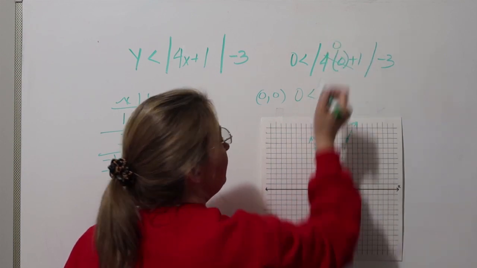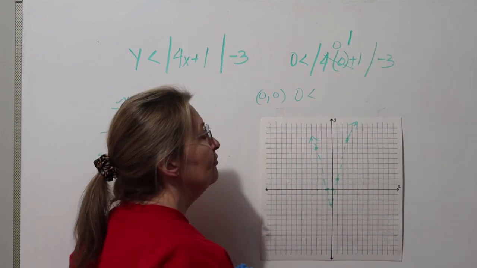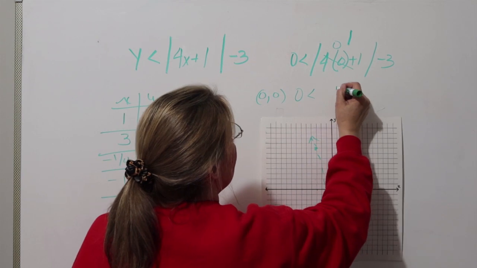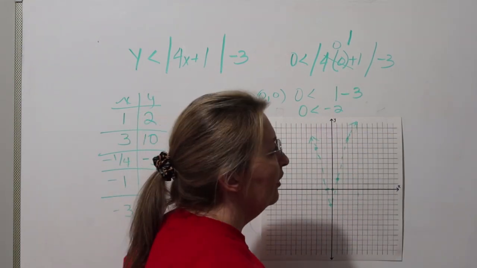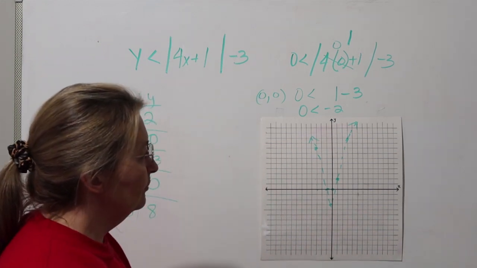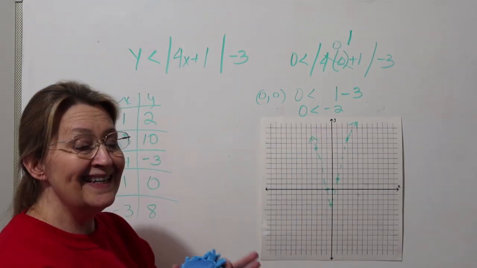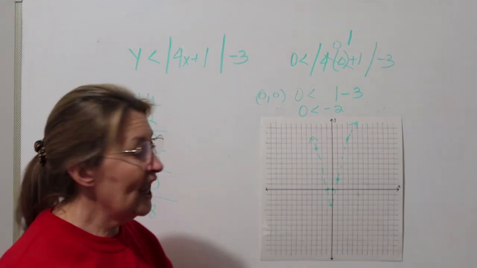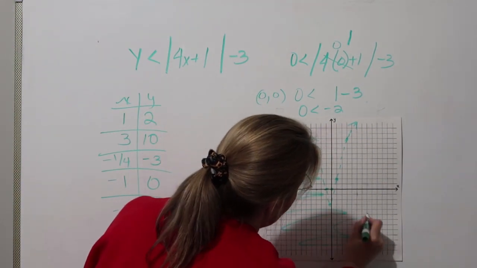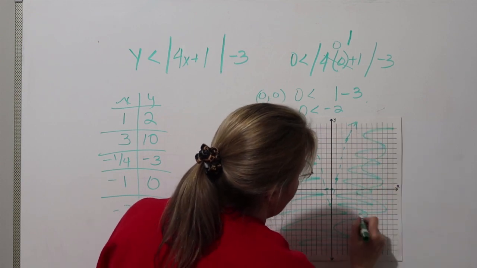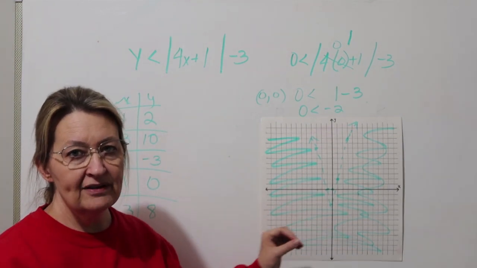4 times 0 is 0. 0 plus 1 is 1. And the absolute value of 1 is 1. 1 minus 3 is negative 2. Now, is 0 less than negative 2? No, it is not. So I do not want the portion that's inside the V. I'm going to shade everything that is outside the V. Just like that. Okay? So all my solution sets are on the part that's outside the V.